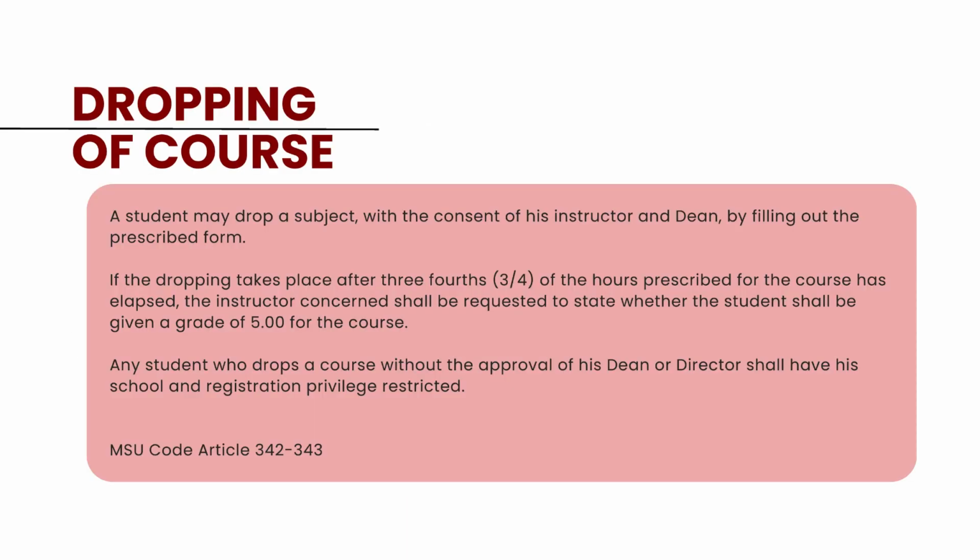If you ever need to drop a course, please do so officially. You must fill out the official dropping form with the consent of your instructor and dean. Take note of this. If you drop a course after 3/4 of the term has already passed, your instructor will be asked to report if your standing warrants a grade of 5.00. So, never just stop attending a class. Dropping in officially will result in restricted registration privileges.